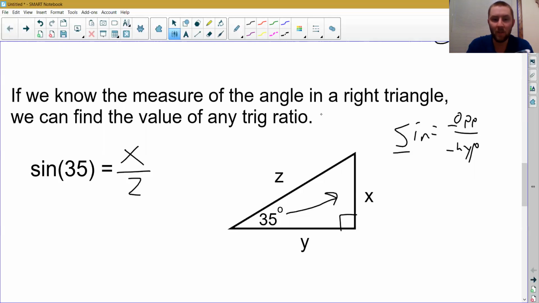It should come out to be 0.573576. Okay, so this should be equal to 0.573576. If it's not, your calculator is probably in a different mode, and you can find a mode button and change it to degree mode.